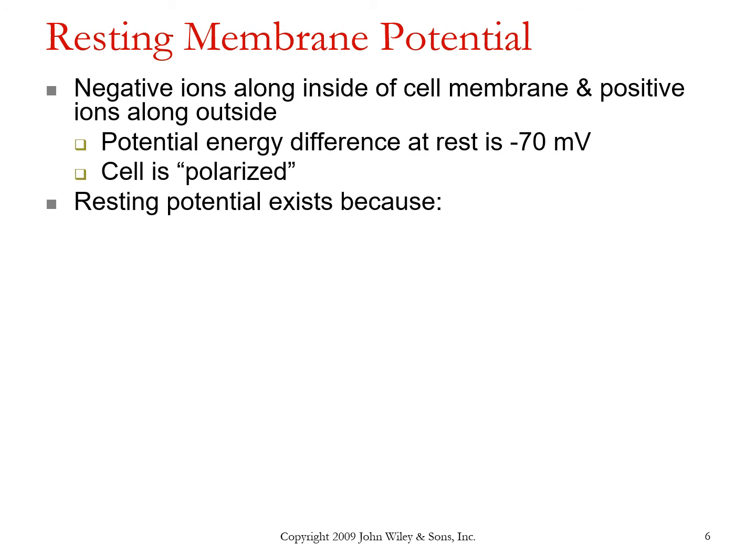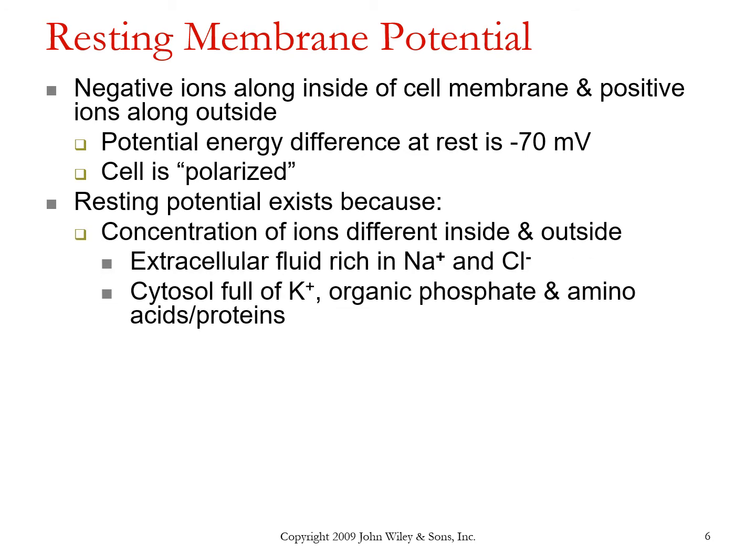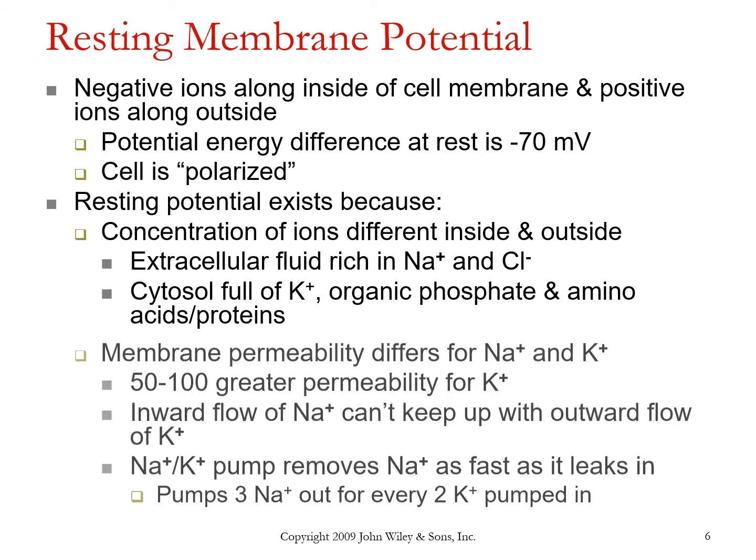Several factors contribute to the resting membrane potential. First of all, there's a difference between the concentration of various ions and substances inside and outside of the neural cell. The extracellular fluid is rich in sodium, we saw that before, as well as negatively charged chloride ions, while the intracellular cytosol is higher in concentration in potassium, as well as negatively charged organic phosphates, amino acids, and proteins. So the negative phosphates and amino acids contribute to the negativity of the resting membrane potential.